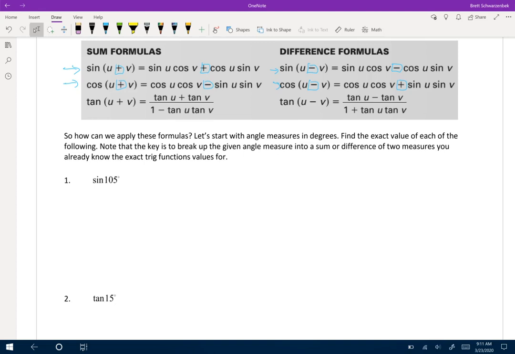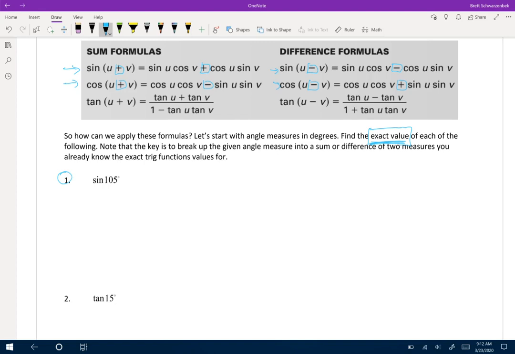So the key is going to be to find the exact value of these trig functions. Look at number one: sine of 105. Yes, we could clearly just type this into the calculator, and if we did, we would get something like 0.97. The thing is that is not an exact value, that's an approximate value. Anything you type into the calculator and create a decimal answer that you need to round is approximate. So in this scenario, we're looking for an exact answer. So how do we do that?